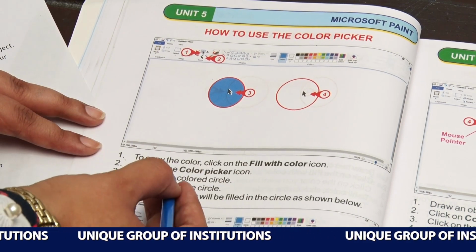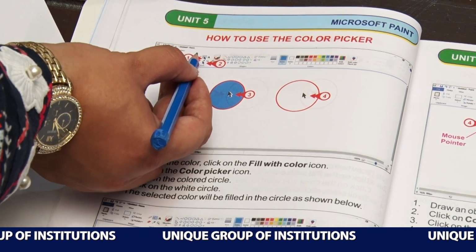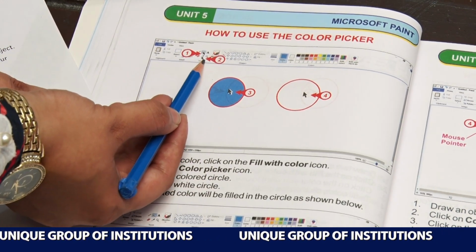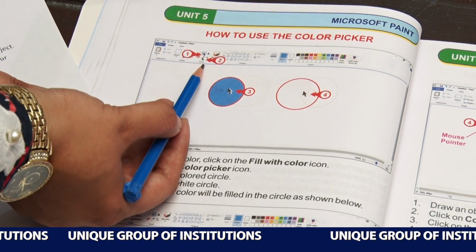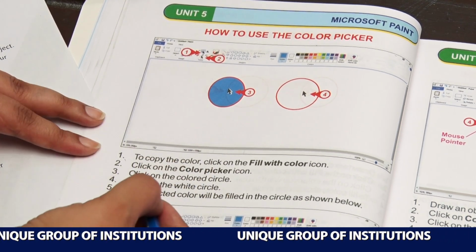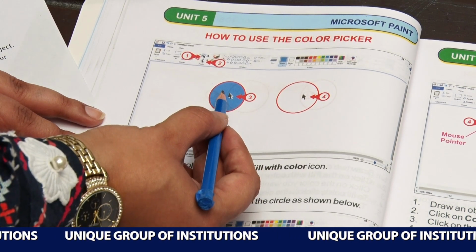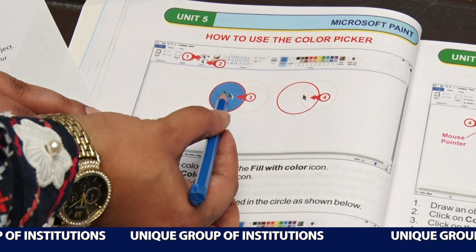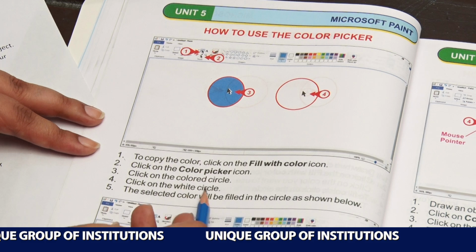Then next is click on the color picker icon, which is just down below that fill with color icon. You can see here where 2 is written in that red arrow. You can see this kind of pen-like device. So you have to click on this next. Click on the colored circle. Then third step is after clicking on these buttons, you have to click on the colored circle in which you have filled the color. Last is click on the white circle.